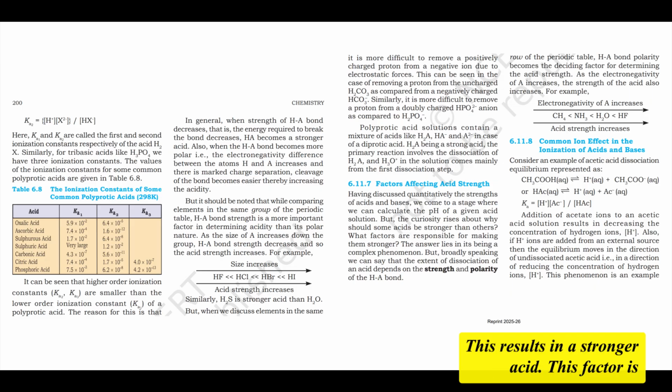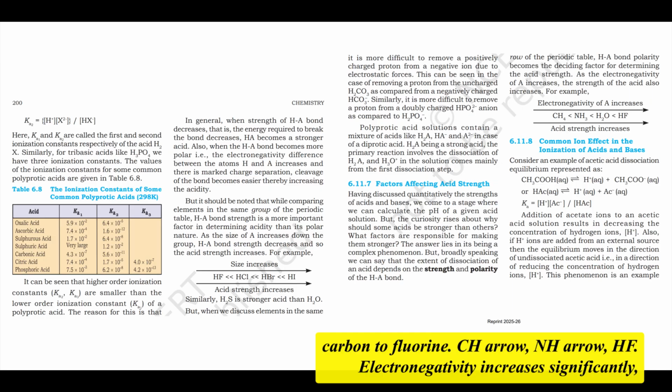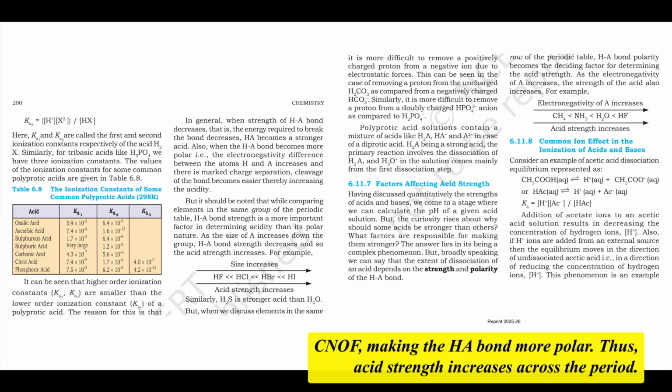This results in a stronger acid. This factor is generally dominant when comparing acids across the same period in the periodic table. For example, moving across the second period from carbon to fluorine: CH4 → NH3 → H2O → HF. Electronegativity increases significantly, C, N, O, F, making the H-A bond more polar. Thus, acid strength increases across the period.